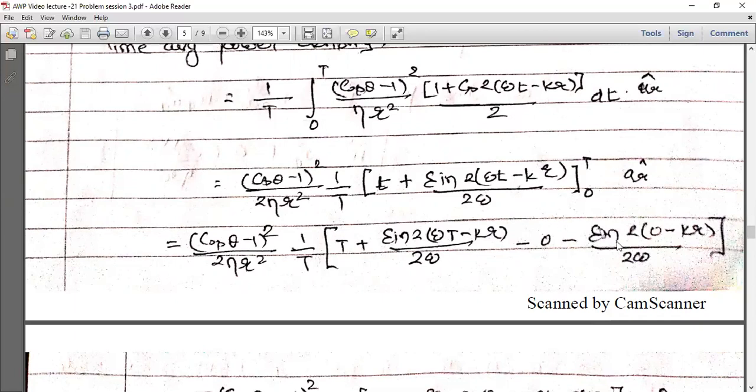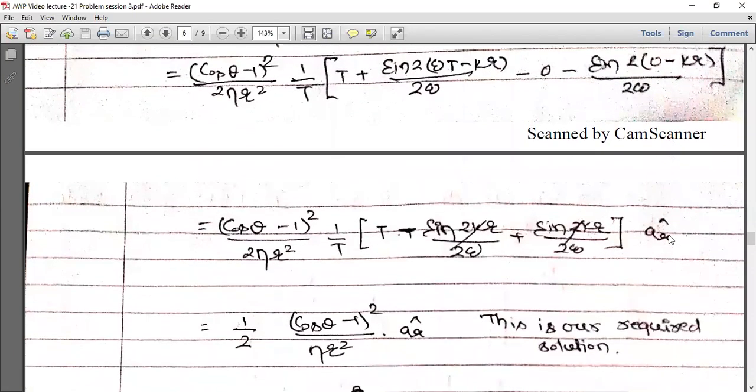Equivalently, in this expression you have sine of 2 into 0 minus kr, which is sine of minus 2 kr, and sine of minus 2 kr is minus sine 2 kr. So what we have is sine 2 kr upon 2 omega negative and sine 2 kr upon 2 omega positive, and these two expressions cancel out each other. You get only T, this T and T will cancel, and what you have is cos theta minus 1 upon eta r square in the ar cap direction, along with this 1 by 2.